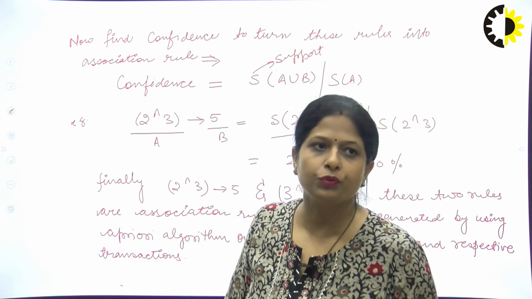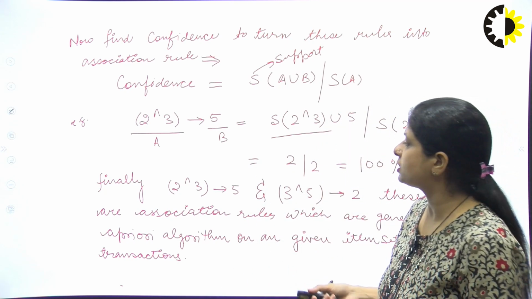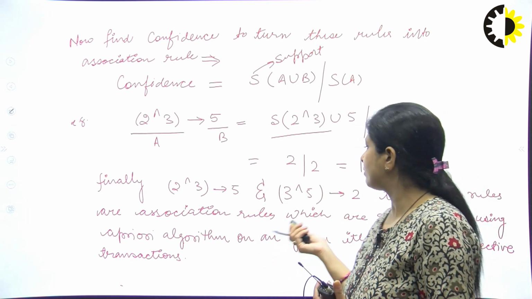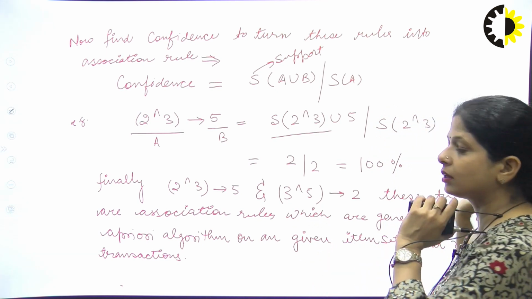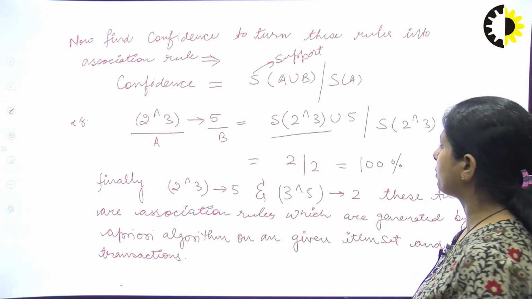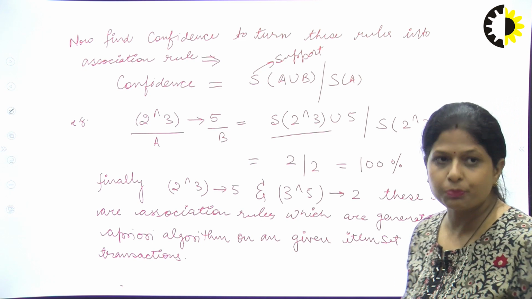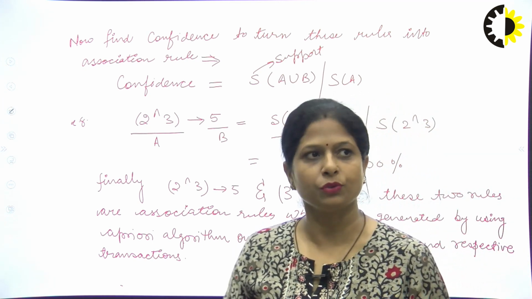Similarly, we can find out for the other rules. Finally, we have identified that 2,3 gives us 5 and 3,5 gives us 2. These are the two association rules generated by using the Apriori algorithm on the given item set and the respective transactions.